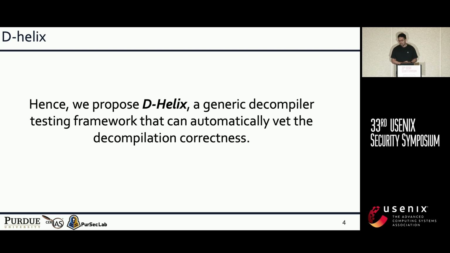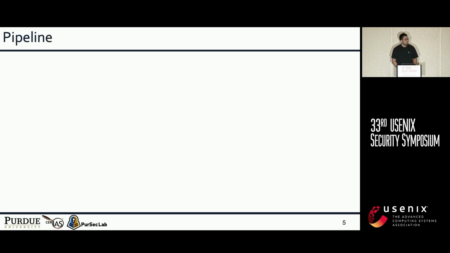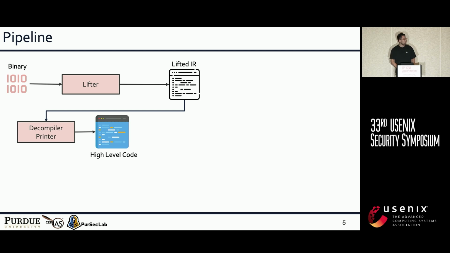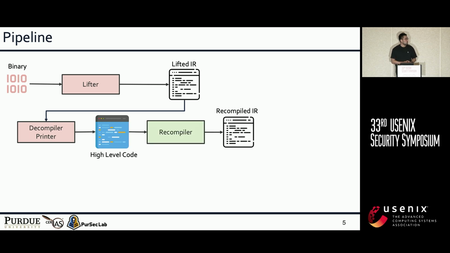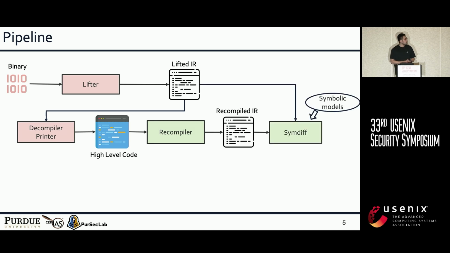Therefore, we propose D-Helix, a generic decompiler testing framework that can automatically vet the decompilation correctness. Let's take a look at the pipeline of D-Helix. Given the binaries, the lifter will give us the lifted IR, and the decompiler and the printer will give us high-level language code. The first component of D-Helix is RECOMPILER, which will recompile the high-level language code to a recompiled IR. After it, the SYMDIFF will try to extract the function semantics from both IRs to a bunch of constraints, which we call symbolic models here.